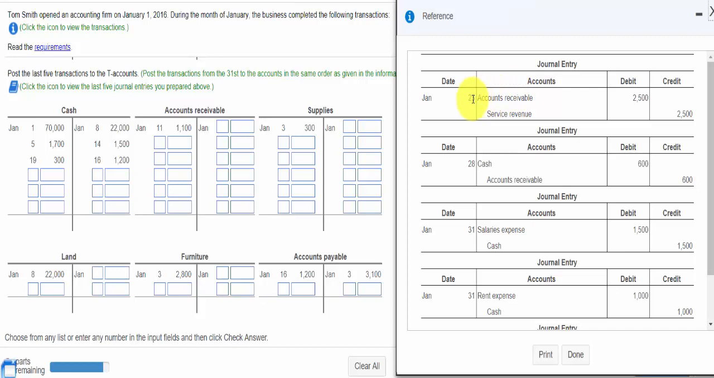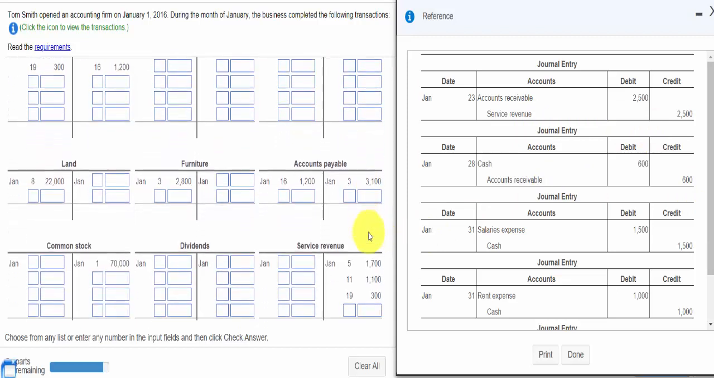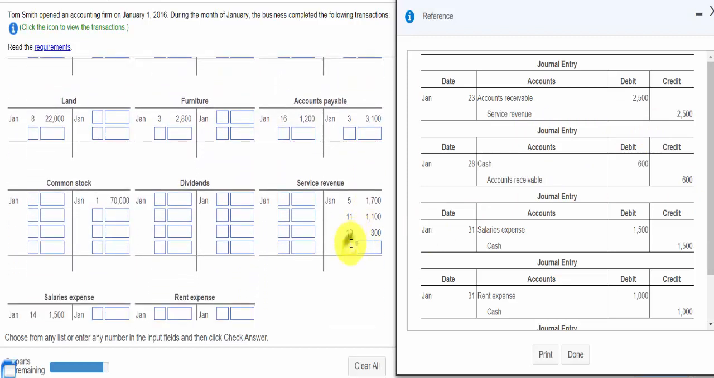On January 23, accounts receivable is debit 2,500. We will see the accounts receivable, then we will see the date, and we will put the amount 2,500. The second account used is service revenue. We will see the service revenue. Service revenue is credit, and we will put the amount 2,500 there. Then we will move to the next one.